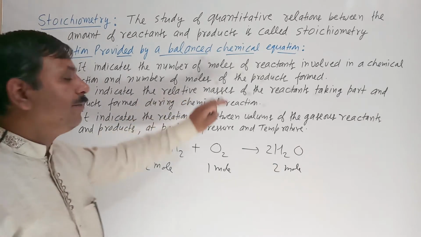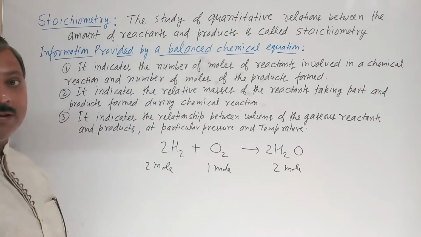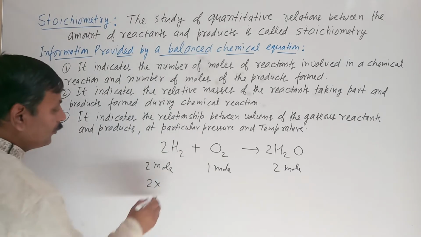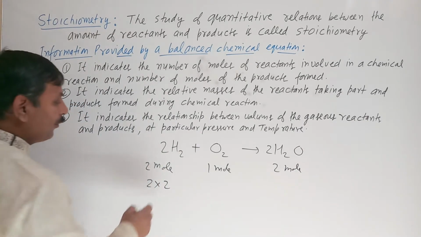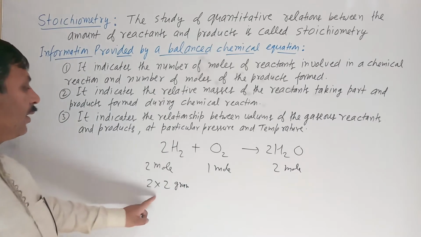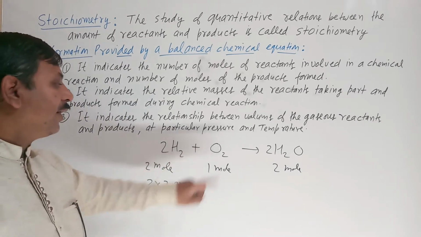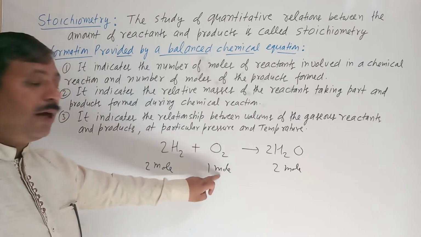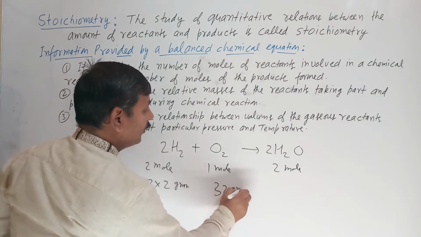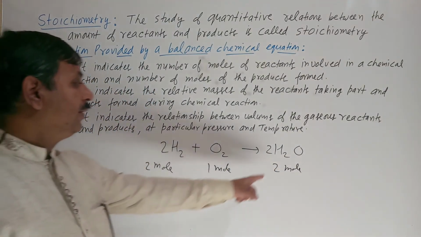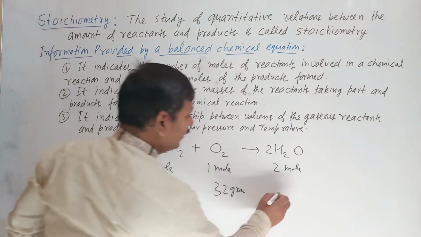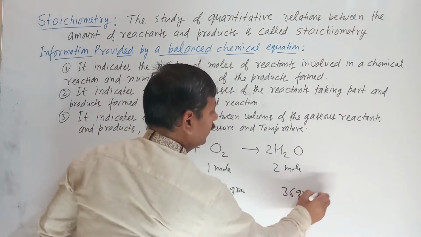One more thing, relative masses. If we go for the masses, the mass of hydrogen is 2 u, or per mole 2 gram, so 2 into 2 gram, 4 gram of hydrogen reacted with 1 mole of oxygen, O2, 32 gram of oxygen, and they will form how much? 2 plus 16, 18, 18 twos are 36 gram of water.